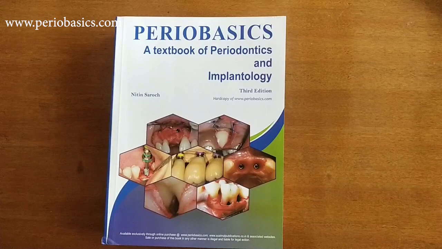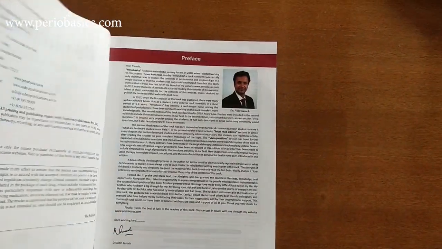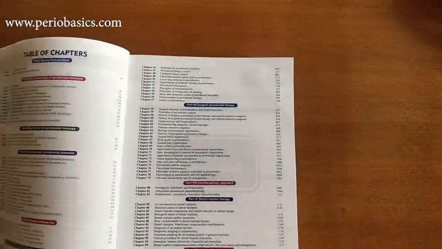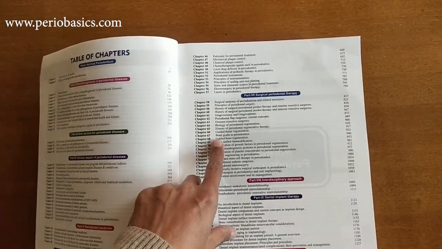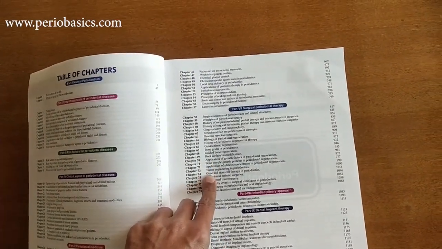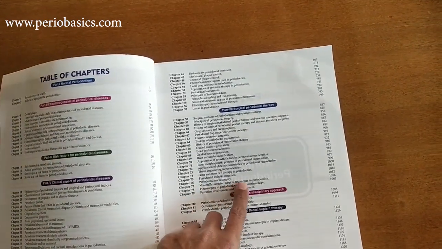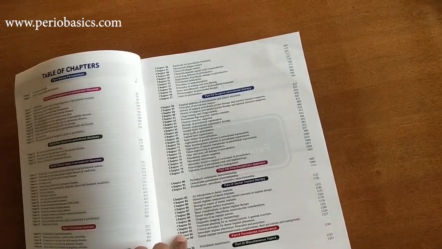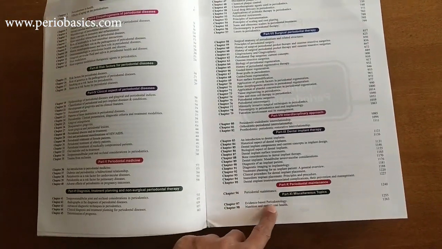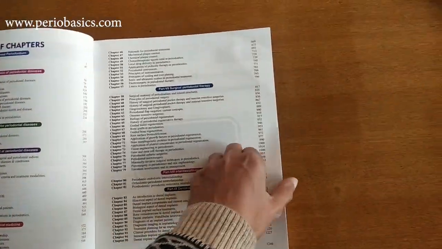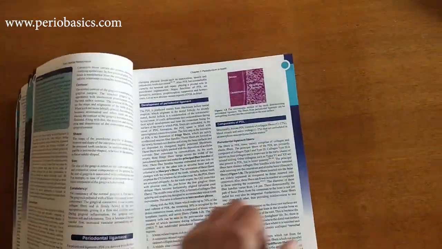Now, let us go through what changes we have in this book. You see, we have added 4 chapters in this book. One is gene and stem cell therapy in periodontics. Then we have minimally invasive surgical techniques in periodontics. Then we have a new chapter on immediate implant placement and one on nutrigenomics. Then if you go through the chapters, you will see some changes, you will see some additions.